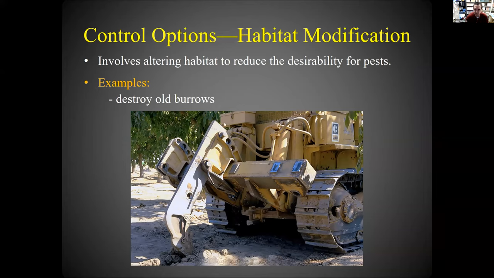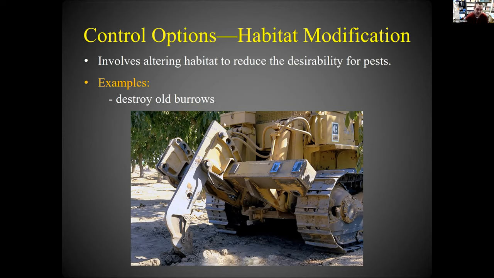Several different examples that we could provide. I don't have time to go through all of them, but one of the tools that sometimes is used is burrow destruction. Keep in mind when you have an extensive gopher network out there in an orchard system, even if you get rid of 100% of the gophers out there, there's always going to be adjacent populations of gophers that are going to reinvade an area.